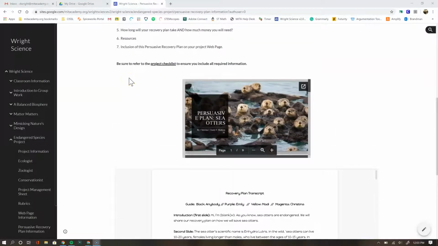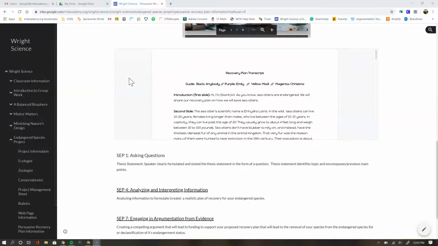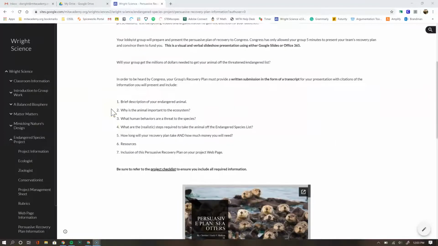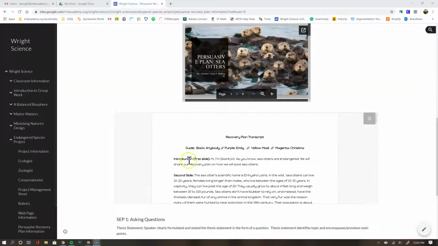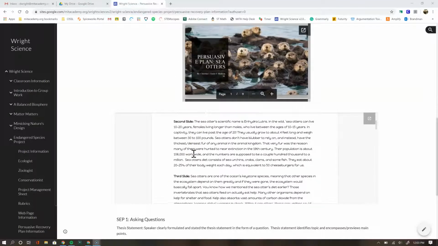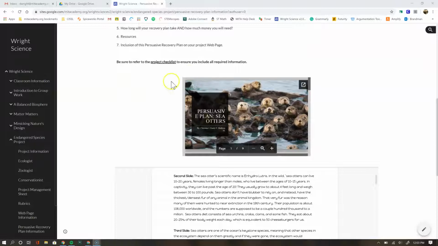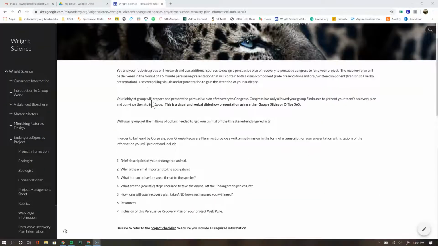My suggestion would be to take this and break it down on your project webpage and include sections that cover each one of these talking points. I would include visuals and then have the compelling argumentation that goes along with it, which is what's built into each one of the components of the transcript. So yes, you could do a slideshow presentation with a transcript, or you could simply break this down and include all of this information on the recovery plan page of your project's webpage.